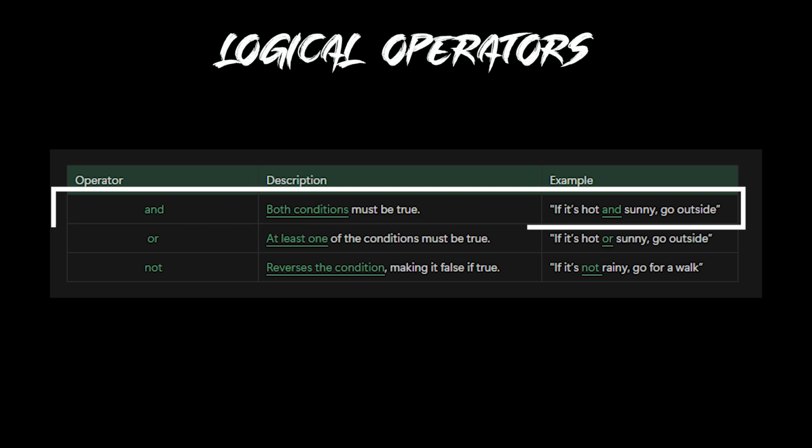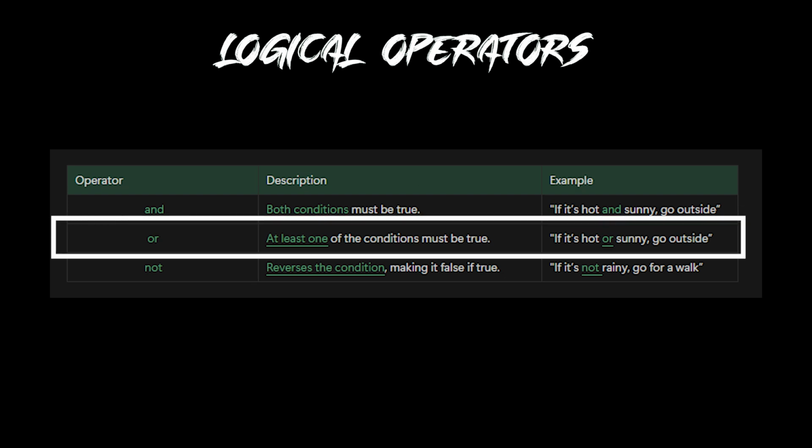be executed. The OR operator is used when at least one of the conditions must be true for the code to run. In the weather app example, you might say, if it's hot or sunny, go outside. Even if only one of these conditions is met, the action will still happen. So, if it's hot but not sunny, or if it's sunny but not hot, the code will still run because one of the conditions is true.